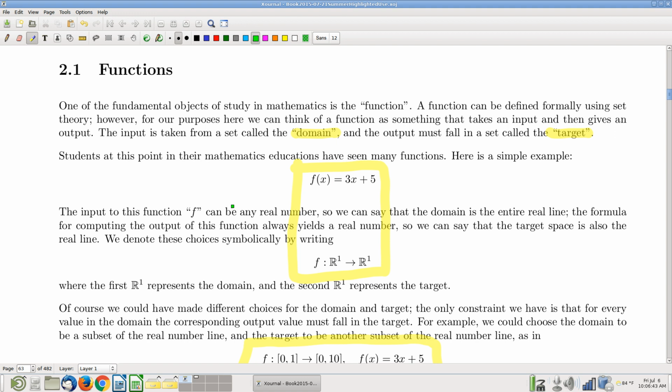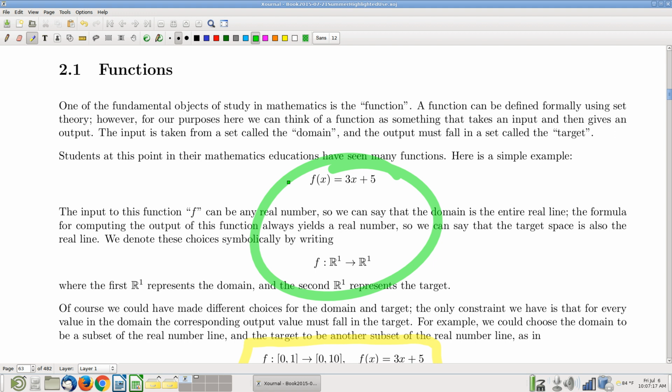So I want to start with talking a little bit about what functions are. Here's an example of a function. Really, a function is a trio. Don't think of it as a single thing. Think of it as a trio of three things that are bundled together. It's a set called the domain, a set called the target, and then an expression or instruction or some sort of formula that allows you to know, for any given element of the domain, what is the corresponding output value in the target.